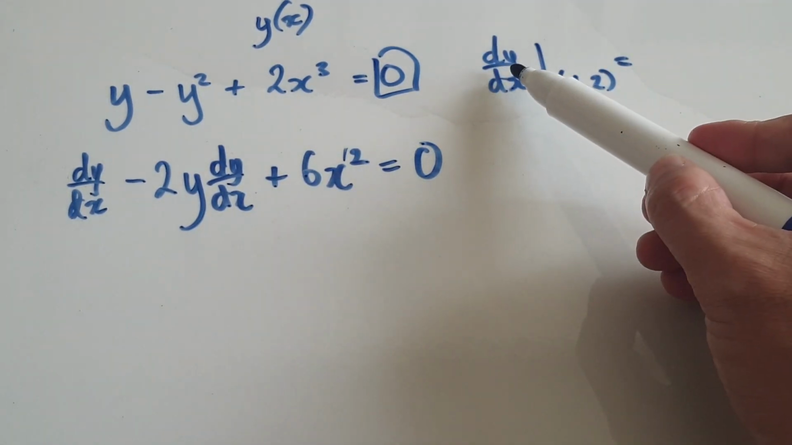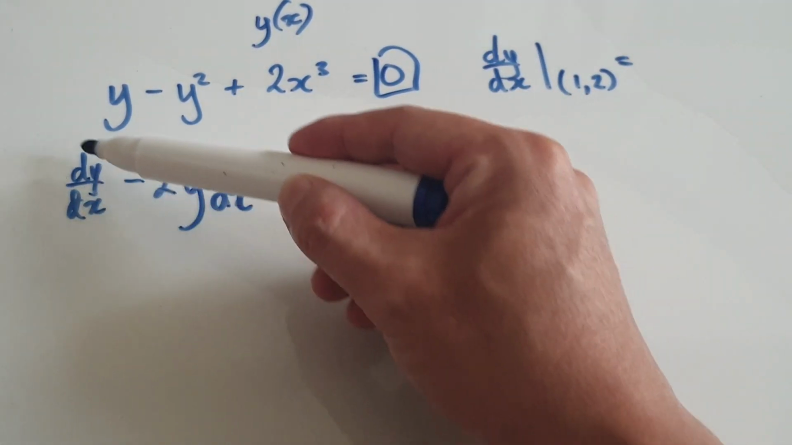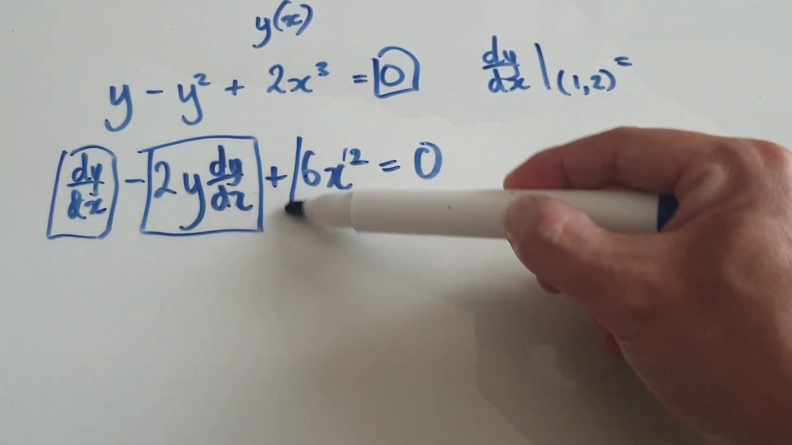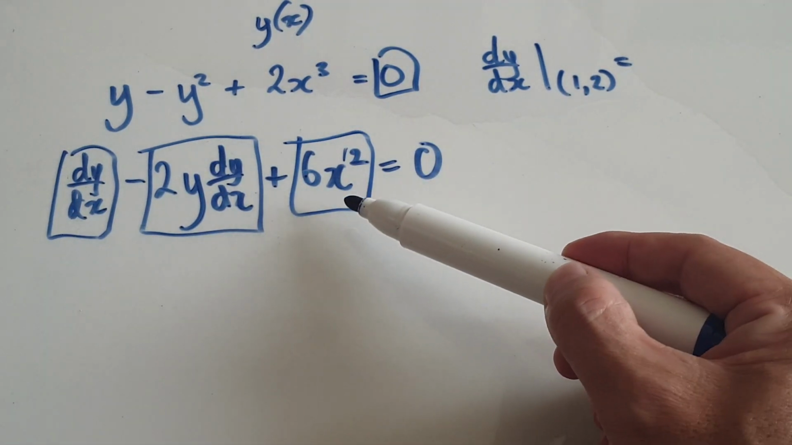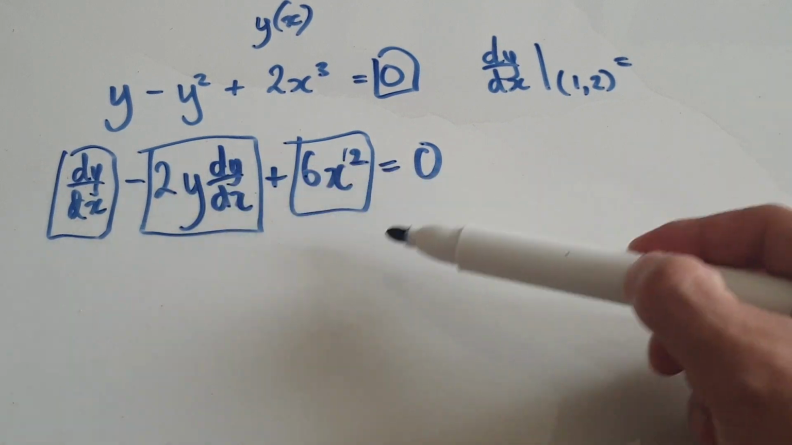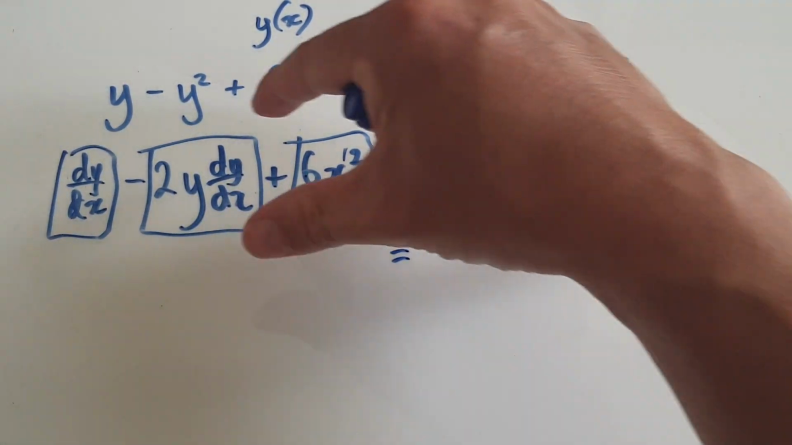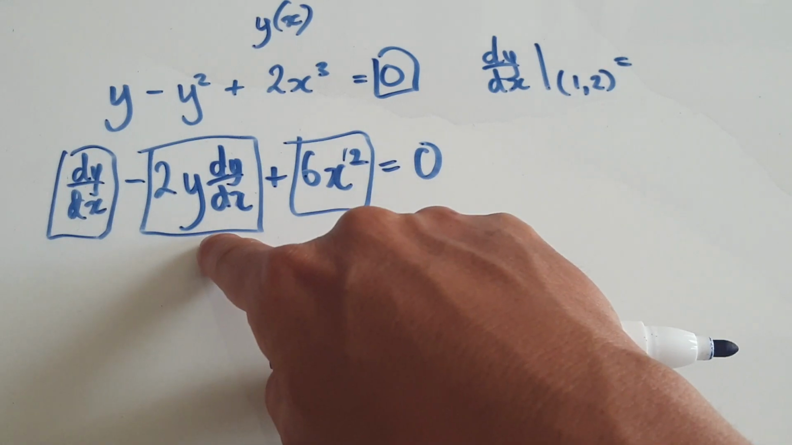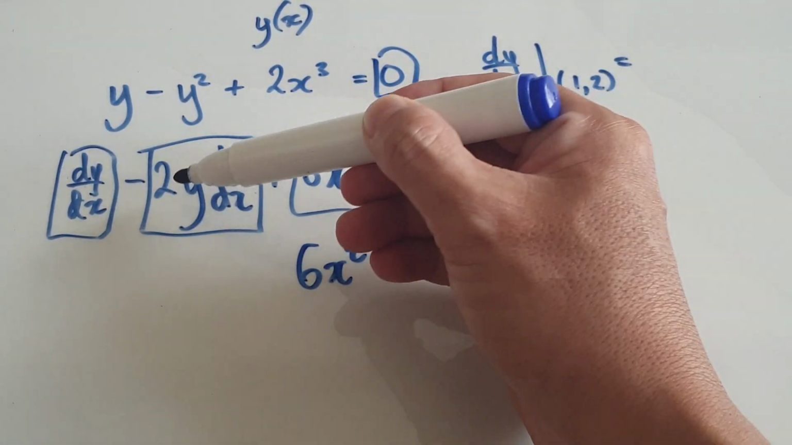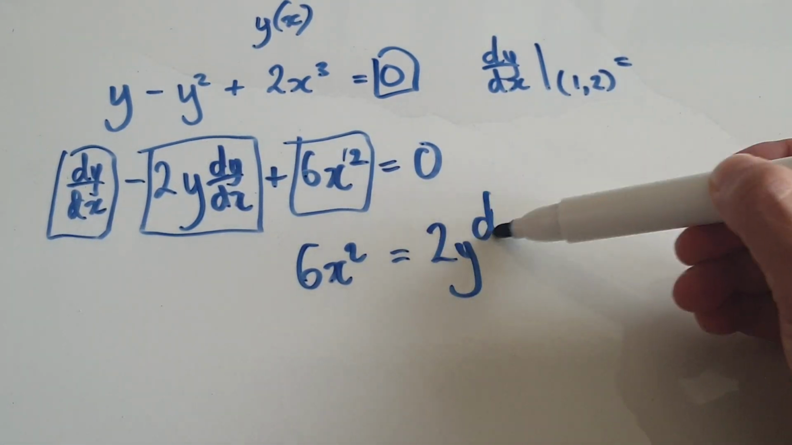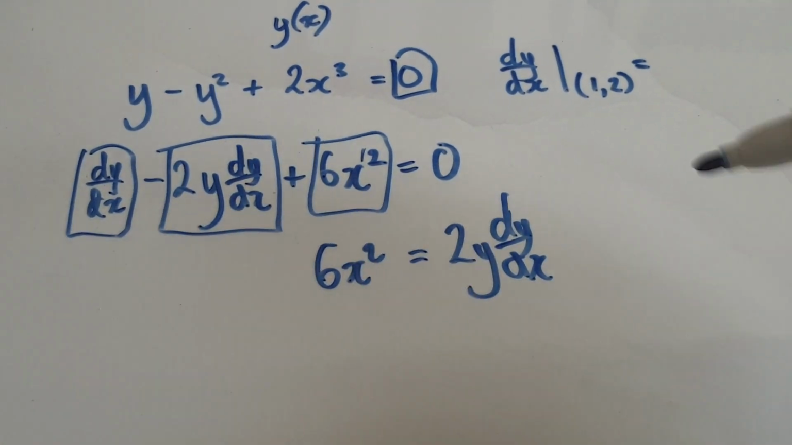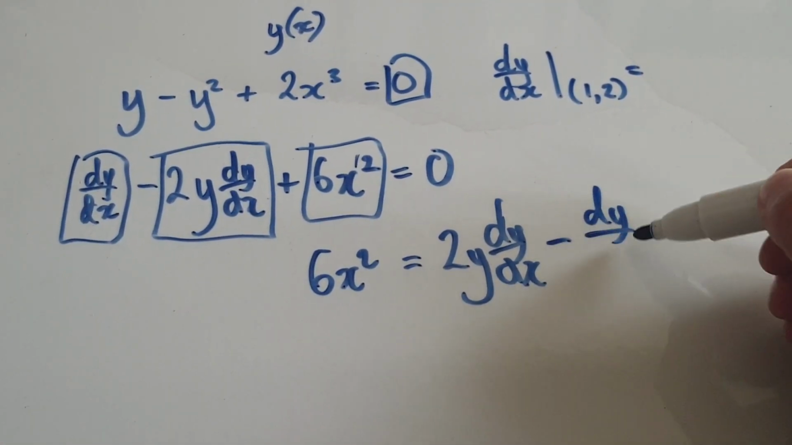So we want to get dy by dx on its own. This block here contains dy by dx. This block here contains dy by dx. This one doesn't. So somehow isolate dy by dx. There are many ways of doing this. I'm going to move this across. So I'm going to add this block, 2y dy by dx, and then I'm going to take away this block. So that will be: take away dy by dx.